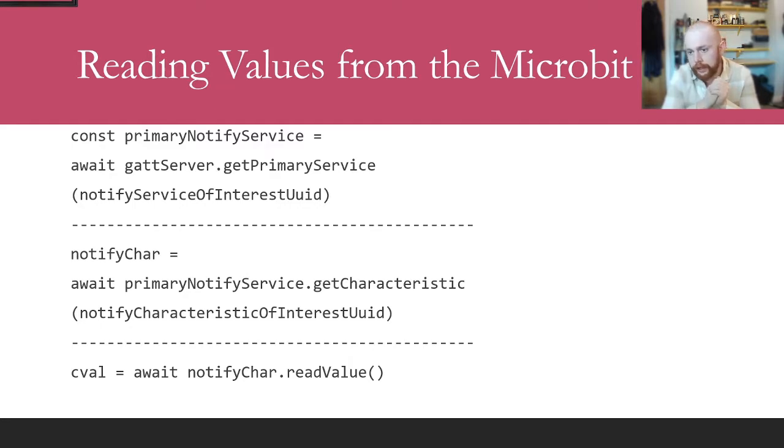The next one, notifyCar, await primary notify service .getCharacteristic, notify characteristic of interest UUID. Basically, all I'm saying there is that we're getting the UUID, the identifier of the characteristic that we want to extract data from, which is defined up at the top of the code as notify characteristic of interest UUID. And then finally, we get the accelerometer value from the microbit by doing await notifyCar.readValue, which reads the value.